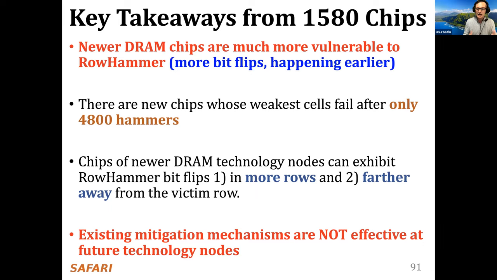I'm not going to talk about this in detail. You can read the paper, but this high performance overhead is a problem. For example, PARA is a good solution if the first RowHammer bit flip you can cause is after 100,000 activations, but it may not be a good solution if you can cause a RowHammer bit flip after only 1,000 activations, because you start refreshing things much more frequently that way.